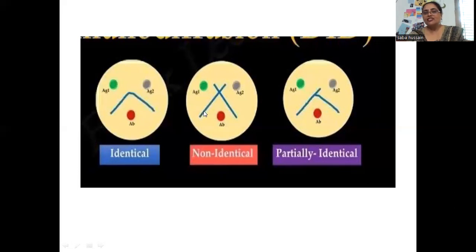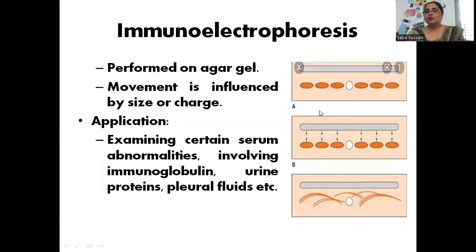If the epitopes of the antigens were not similar, they will just run around. They will not fuse, but cross each other. And if the epitopes of the antigens are partially identical, they will partially fuse. So to study different types of antigens having common epitopes, this precipitation reaction is performed. Coming to immunoelectrophoresis.